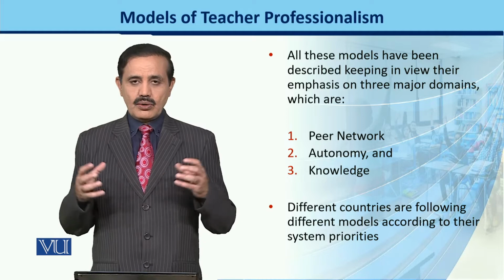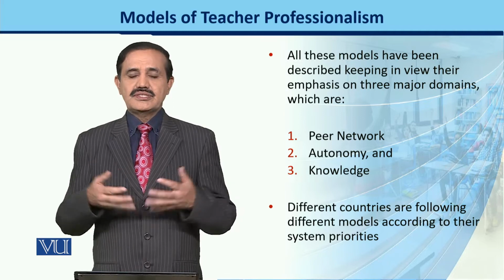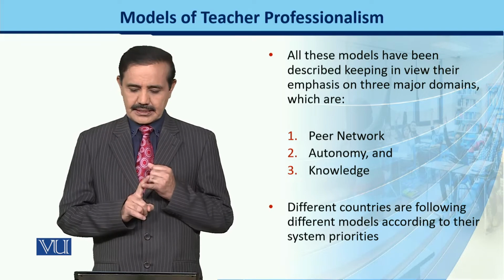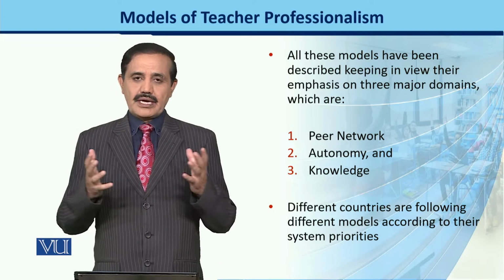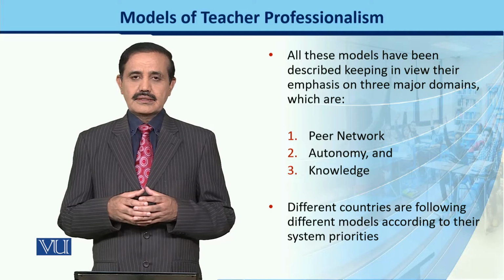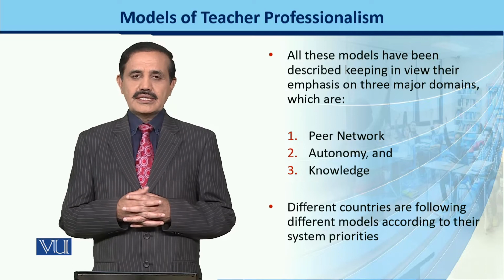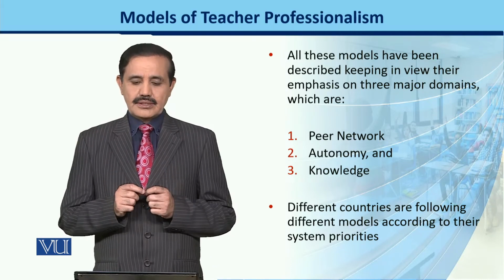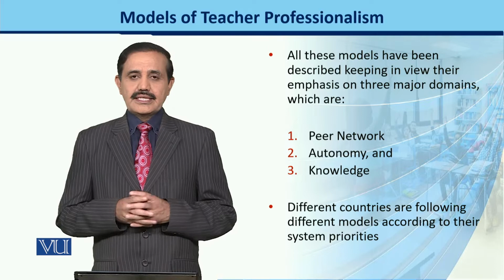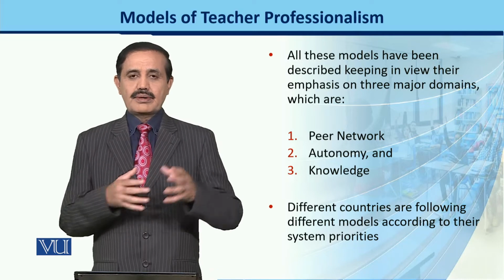Peer network: on the basis of a peer network, how the teacher's competencies, teacher skills, and teacher professionalism can be improved. That is the number one indicator. Number two is autonomy. As we have been discussing, for professionalism in any field, right from teaching, medical practice, engineering, etc., there is a need for autonomy. So one is peer network, another is autonomy, and the third is knowledge. And these are three indicators which make a model different from another model.